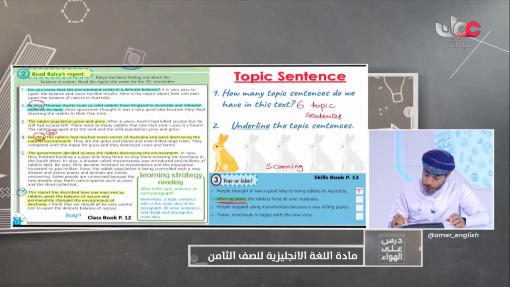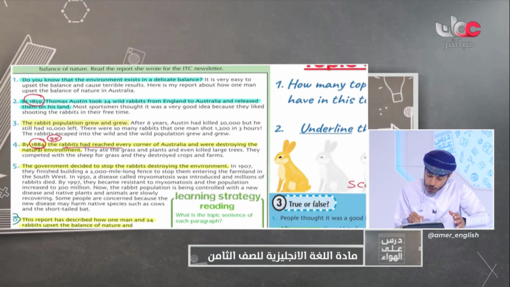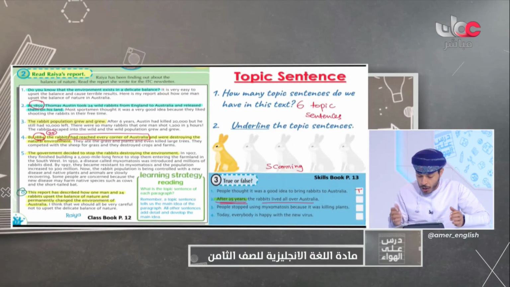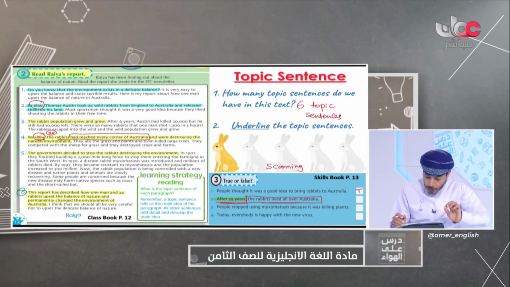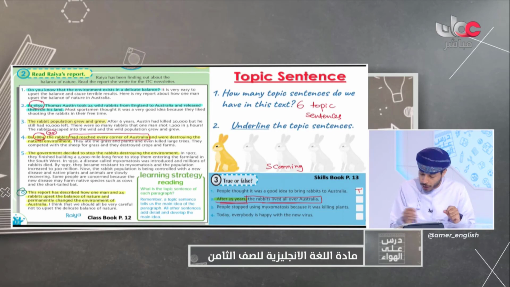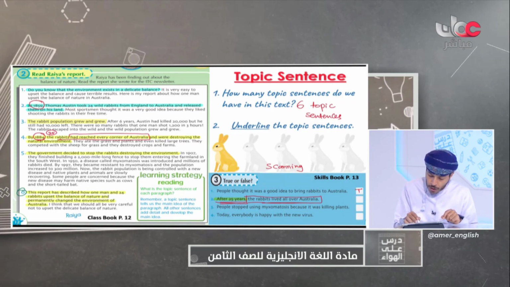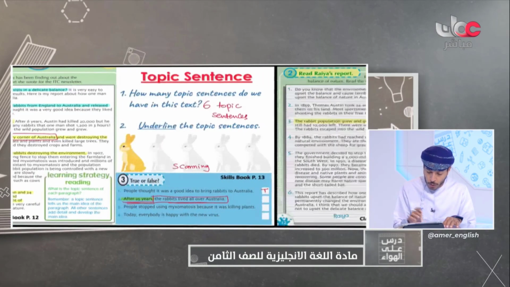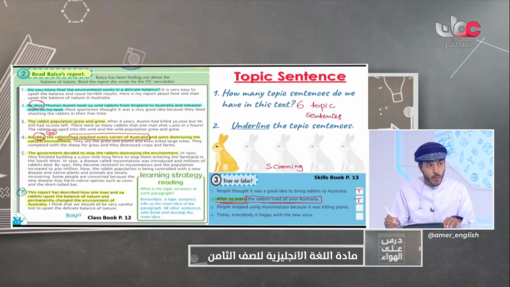After 25 years, the rabbits lived all over Australia. And this is true, you know, because the rabbits had reached every corner of Australia. It means the same idea. So this statement is not literally written in this text, but it is already mentioned, and we have to understand it by understanding the context of the text. Okay, so the rabbits lived all over Australia. It's the same as rabbits had reached every corner of Australia. So the answer is again what? What do you think? It is again true.